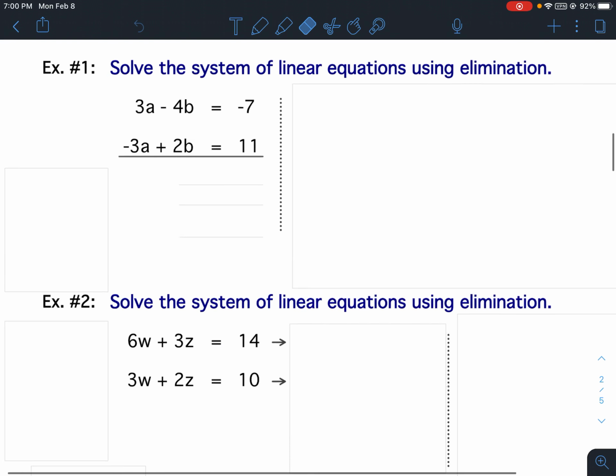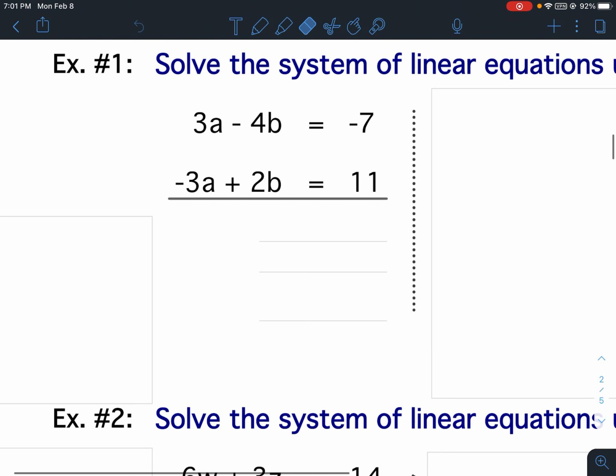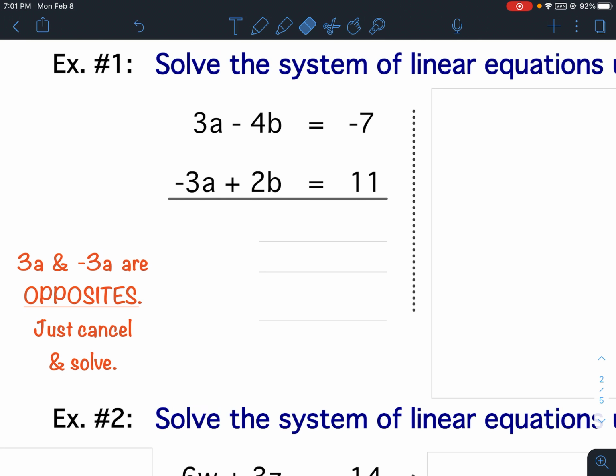Well, example number 1 is the type of problem we definitely want, because if you look closely, we already have opposites. 3a and negative 3a are opposites. Pause your video and write that down. Because 3a and negative 3a are already opposites, I don't have to worry about multiplying anything.